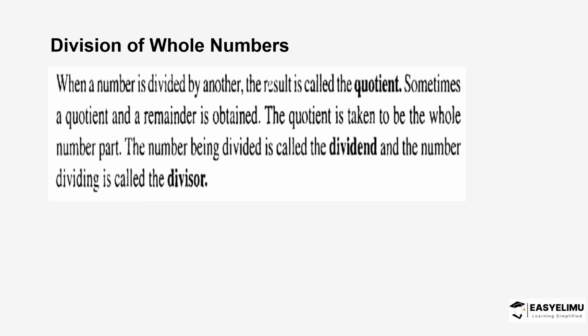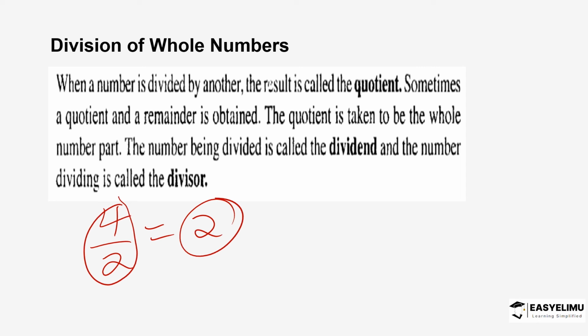When a number is divided by another, the result is called quotient. For example, if you write 4 divided by 2, the answer is 2. So this is what we are calling the quotient. It is the result of this division. So this number is divided by 2 and the result is 2. So this one here is what we're calling the quotient.